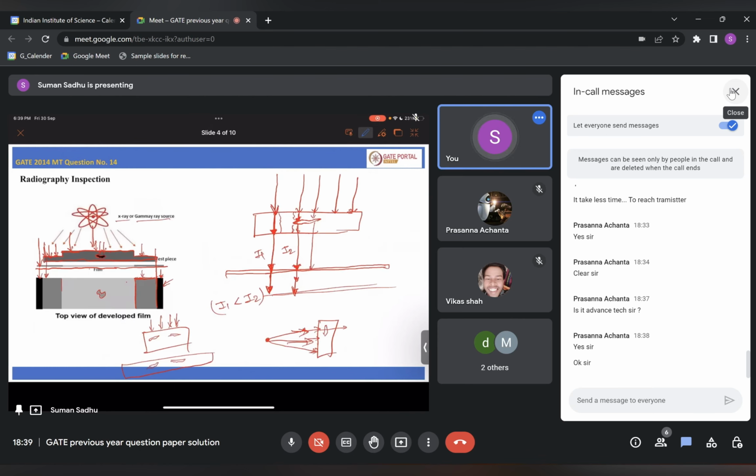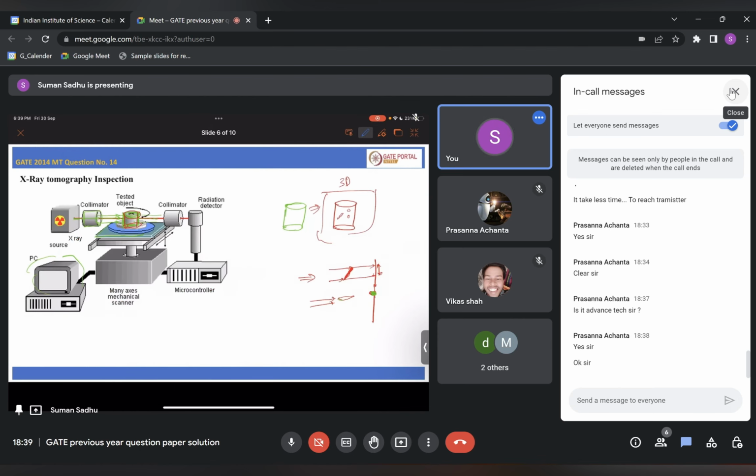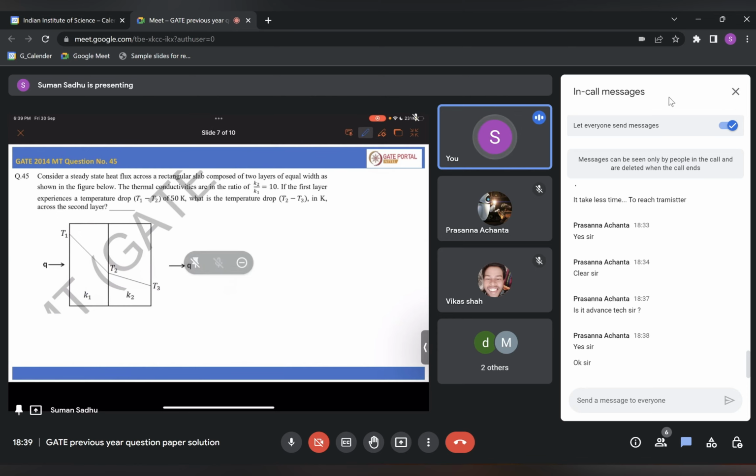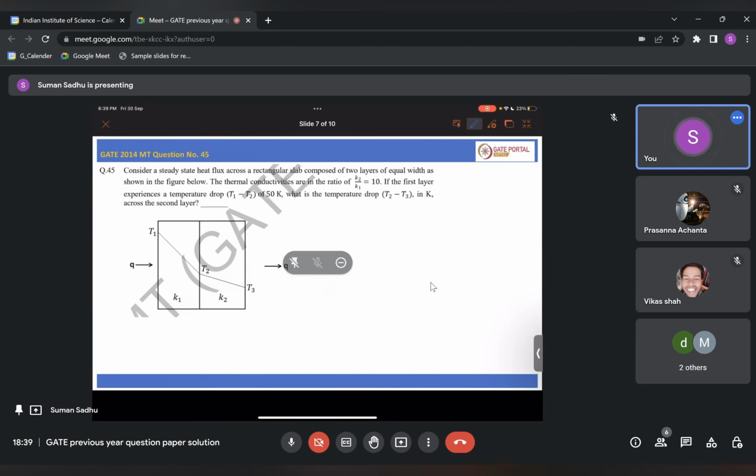So now let's move on to the next question. This is question number 45 of GATE 2014 Metallurgical Engineering. The question states: consider a steady state heat flux across a rectangular slab composed of two layers of equal width as shown in the figure below. The thermal conductivities are in the ratio K2 by K1 equal to 10. If the first layer experiences a temperature drop T1 minus T2 of 50 Kelvin, what is the temperature drop T2 minus T3 in Kelvin across the second layer?